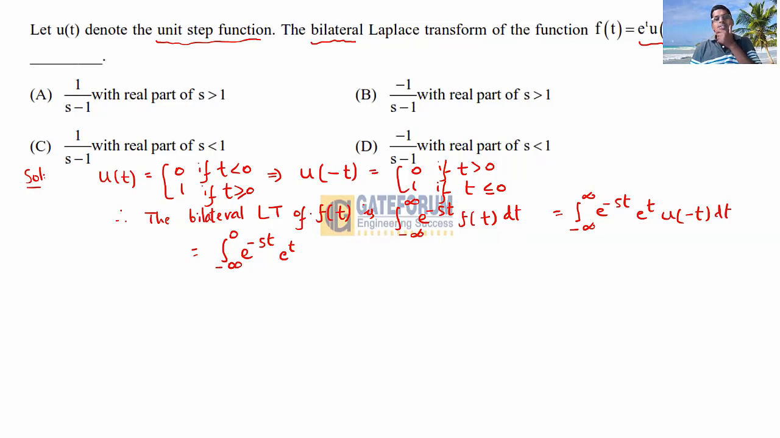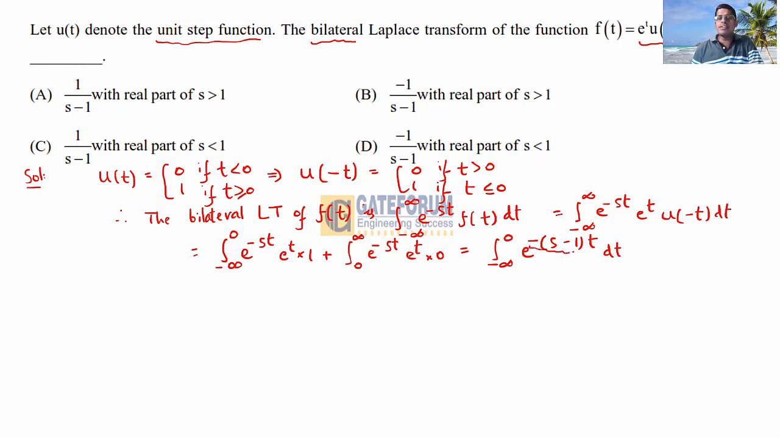Minus infinity to 0 means t less than 0. For t less than 0, the u of minus t value is 1, plus 0 to infinity e power minus s t into e power t. 0 to infinity means t greater than 0, then the u of minus t value is 0. So the definite integral of 0 is 0. So you will get simply the integral from minus infinity to 0. A power m into a power n is a power m plus n. I can take minus common also: e power minus of s minus 1 into t dt. So I can write like this.